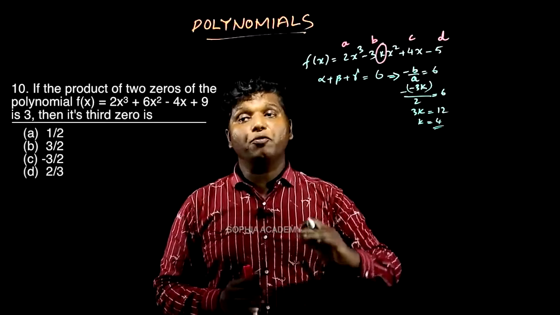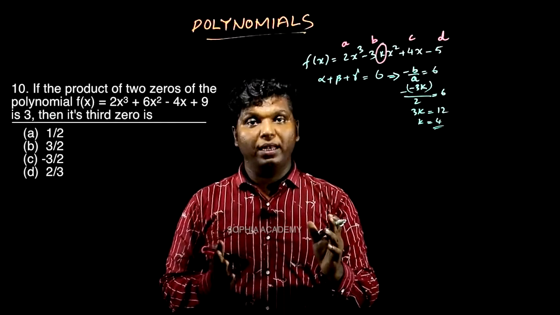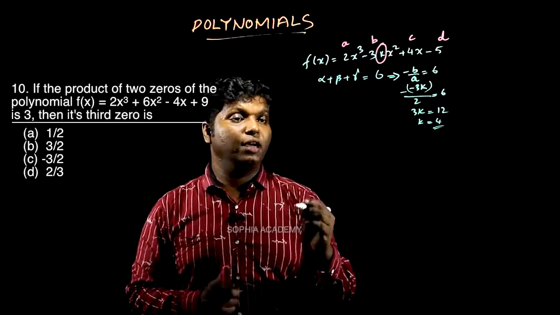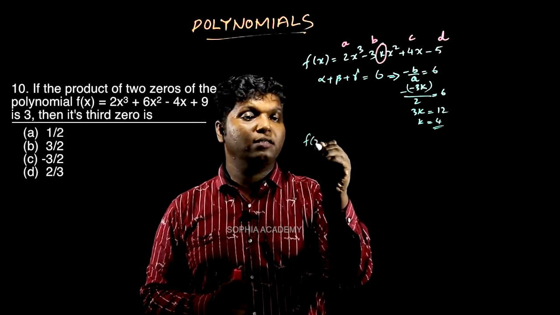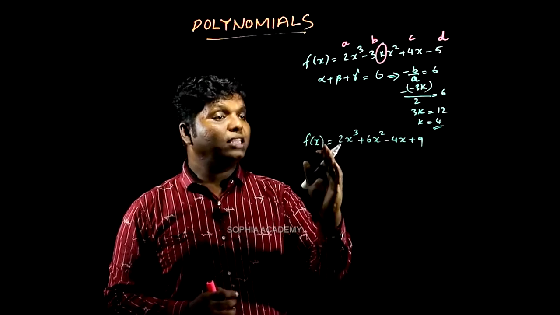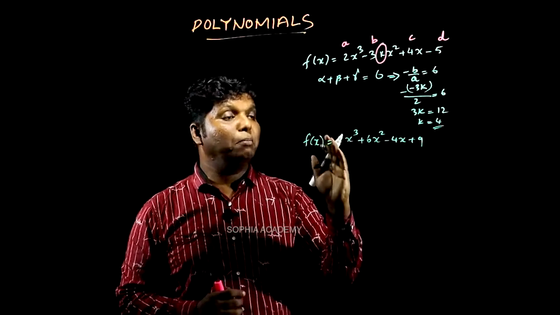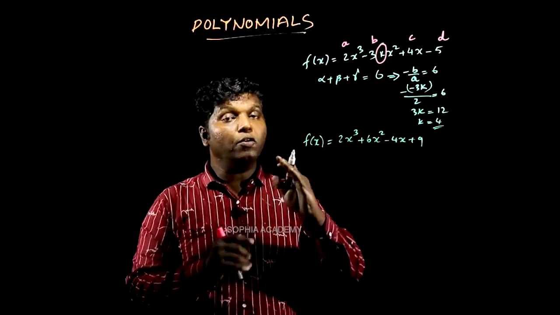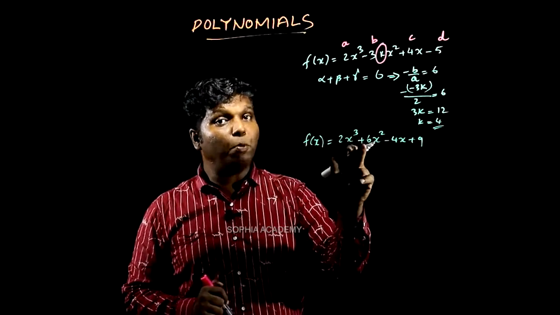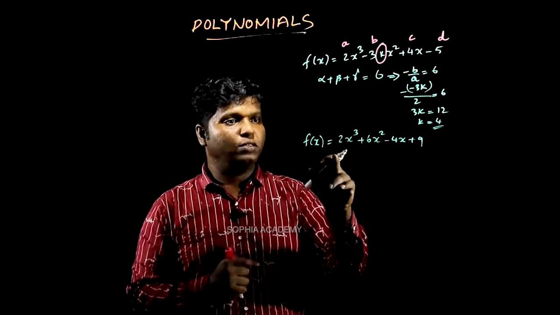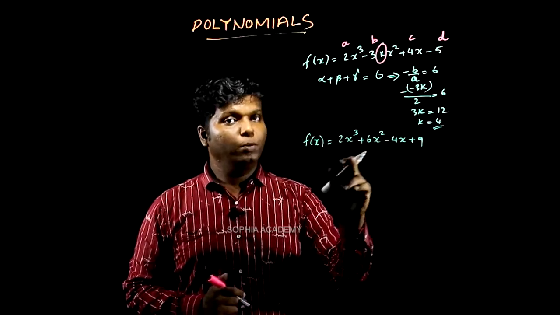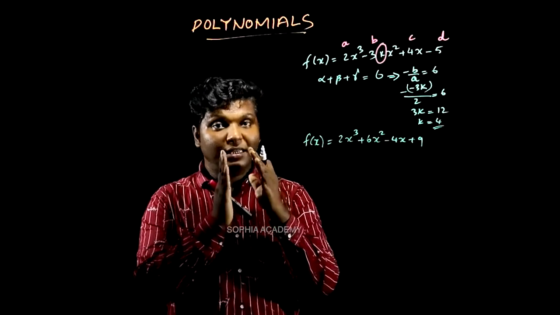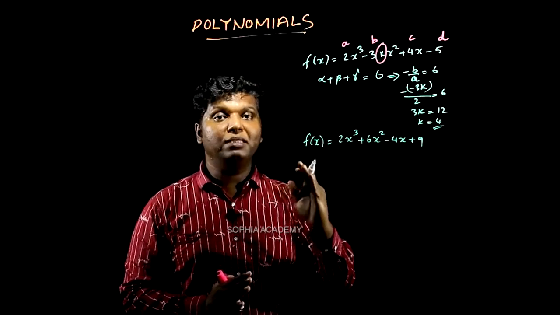If the product of two zeros of a polynomial f of x is equal to, so here f of x is given, so let us write that f of x here. So f of x is equal to 2x cube plus 6x square minus 4x plus 9. So what is the question? If the product of two zeros of this polynomial, you know this is a cubic polynomial. So a cubic polynomial consists of three zeros, alpha, beta and gamma.